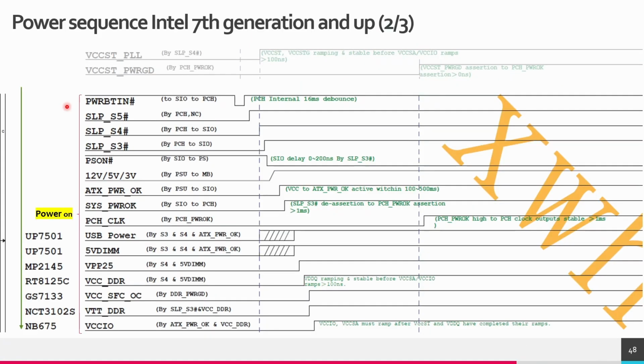When the power button is pressed and the signal goes from the Super I/O chip to the PCH, the PCH will send the sleep states 4 and 3 back to the Super I/O chip. When the Super I/O chip receives those two signals that are high at power on state, it will send a power supply on active low signal back to the power supply. By default, the power supply on active low signal is at 5 volts, so it's high. But when the Super I/O chip wants to turn the power supply on, it will pull this signal to ground.